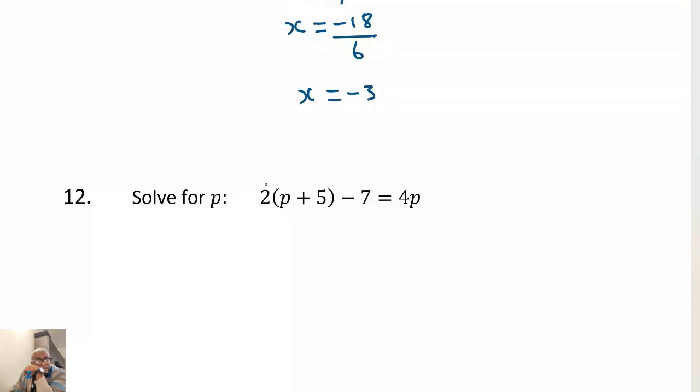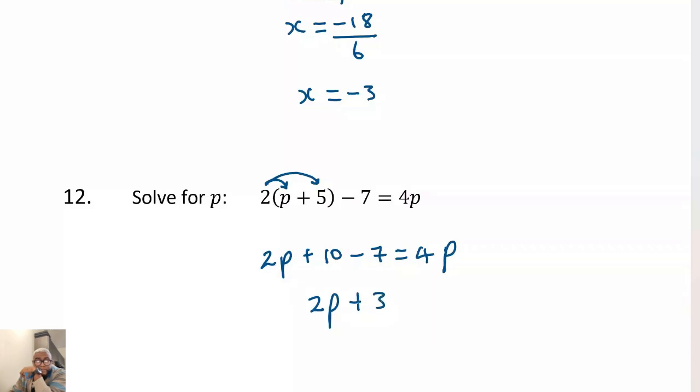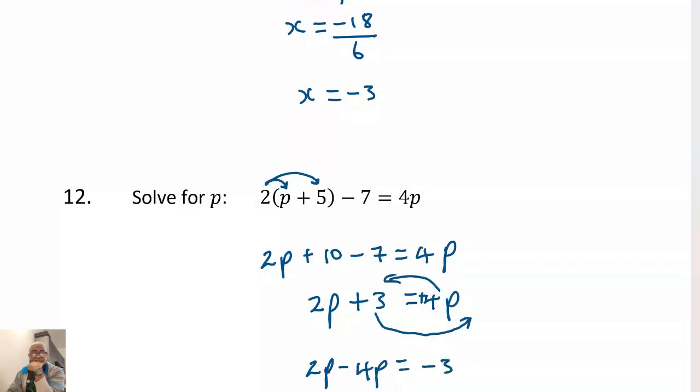What are we doing here? 2 multiplied by and 2 multiplied by. So what's the next line? 2p plus 10 minus 7 is equal to 4p. Right? 10 minus 7 would be what? Plus 3 is equal to 4p. Now I could bring this 4p here, but this is plus 4p. It will become minus 4p. This plus 3 will become minus 3. So the next line would read 2p minus 4p is equal to negative 3.